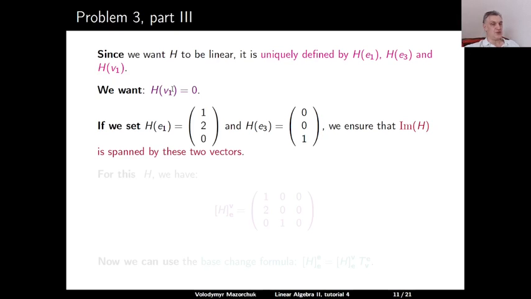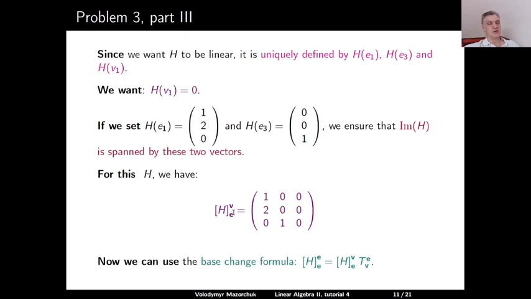And for H, which we define in this way, if we consider the matrix of H which starts from the basis V and ends up in the standard basis, we will get the matrix which we read column-wise: 1, 2, 0, 0, 0, 1, 0, 0, 0. Because (1, 2, 0) is the image of E1 under H, (0, 0, 1) is the image of E3 under H, and (0, 0, 0) is the image of V1 under H. So this is a matrix of H in the basis E, V. So we start from the basis V and we end up in the basis E.